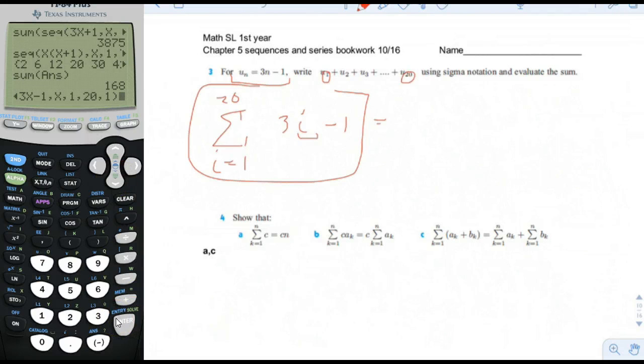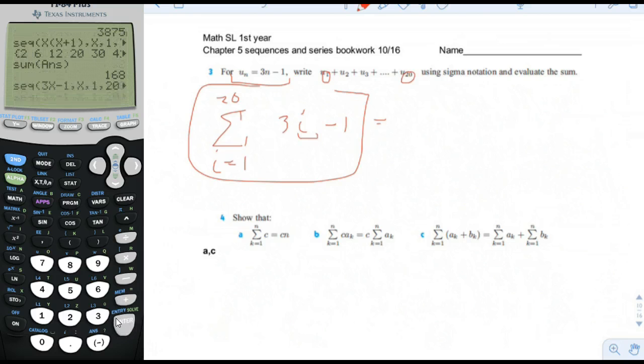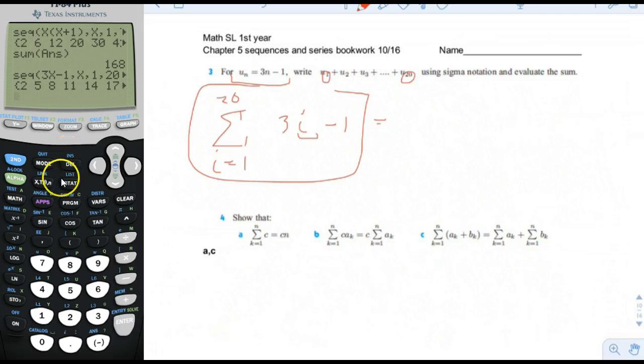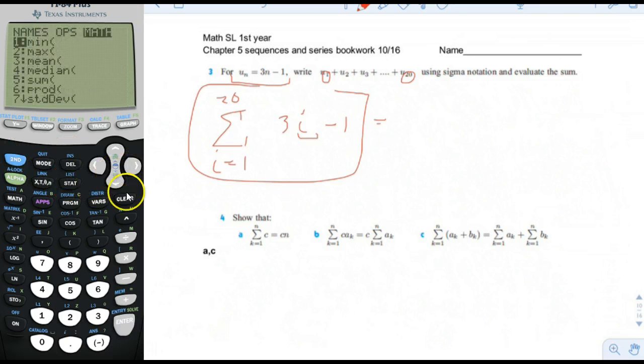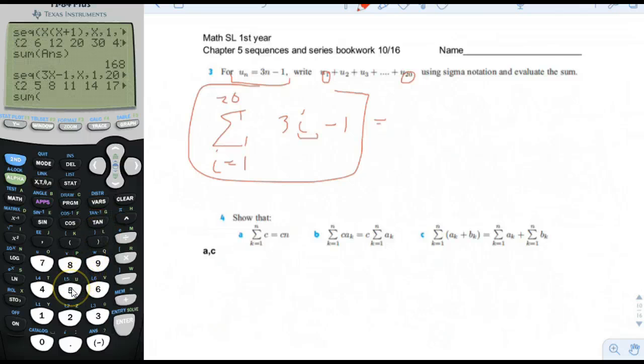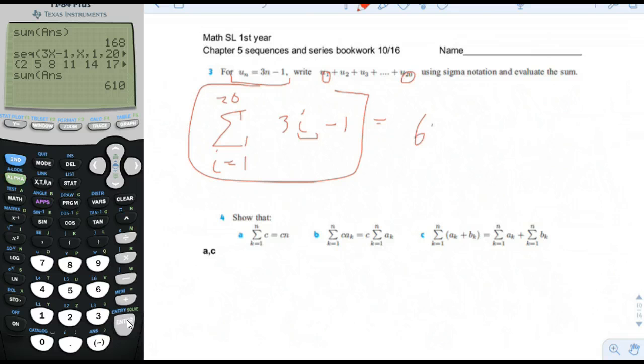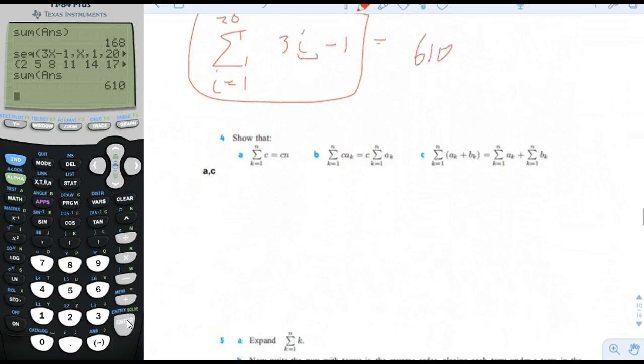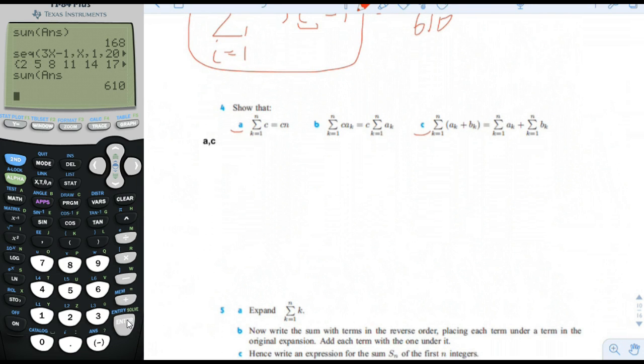Okay, and then we generate the sequence. There's the sequence. And then we want to sum that sequence up. So we just do second list, math, number 5, and then we want to do the previous answer, which will be second answer. Okay, and then we get 610. All right, now we'll do A and C of these.